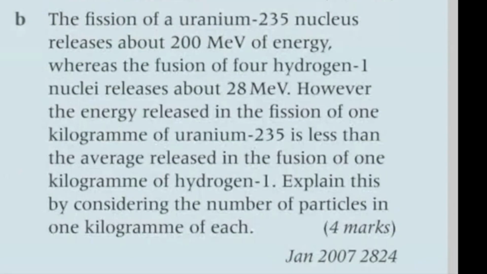And we're on to the last one. So the fission of a uranium-235 nucleus releases about 200 MeV of energy, whereas the fusion of 4 hydrogen-1 nuclei releases about 28 MeV. However, the energy released in the fission of 1 kilogram of uranium-235 is less than the average released in the fusion of 1 kilogram of hydrogen-1. Explain this by considering the number of particles in 1 kilogram of each.